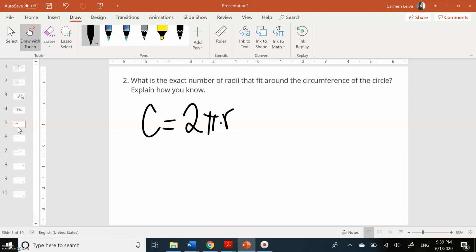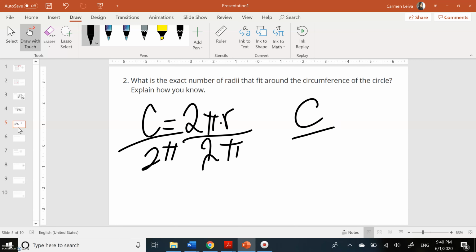If you said adding, you're very off. If you say subtracting, you are not really paying attention that these are multiplying each other. If you said divide by 2 pi, yeah, you're correct. We divide by 2 pi both sides, and then we have the circumference over 2 pi equals r.